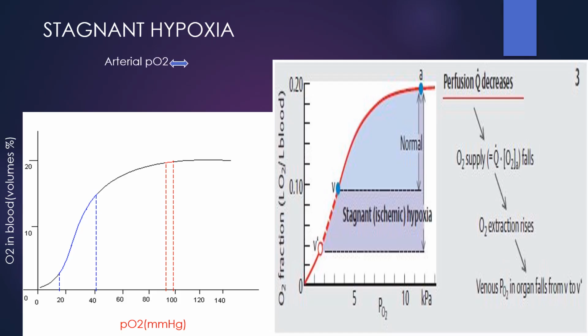In stagnant hypoxia, the arterial oxygen pressure is normal, but the venous oxygen pressure falls. There is no issue with the supply, but as there is some defect in the blood flow, decreased oxygen reaches the tissues. So there will be more oxygen extraction, and that causes the venous oxygen pressure to decrease.